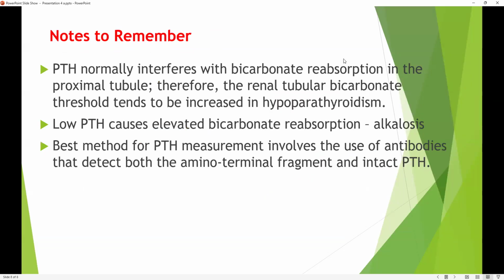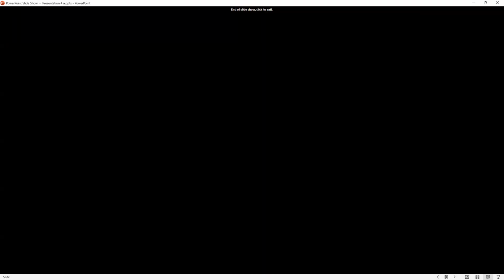Okay, so PTH normally interferes with bicarbonate reabsorption in the proximal tubule. Therefore, the renal tubular bicarbonate threshold tends to be increased in hypoparathyroidism. Low parathyroid hormone causes elevated bicarbonate reabsorption, which can lead to alkalosis. Best method for PTH measurement involves the use of antibodies that detect both the amino terminal fragment and the intact PTH. So that is the end now of our lecture for the parathyroid gland and its hormone.